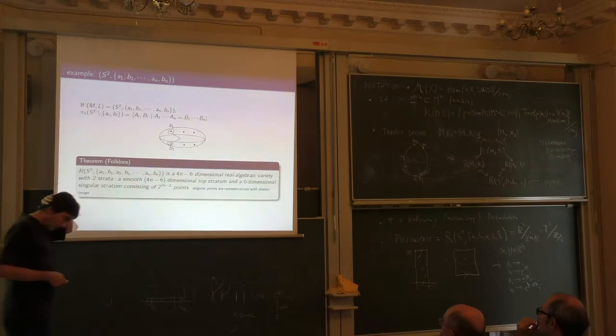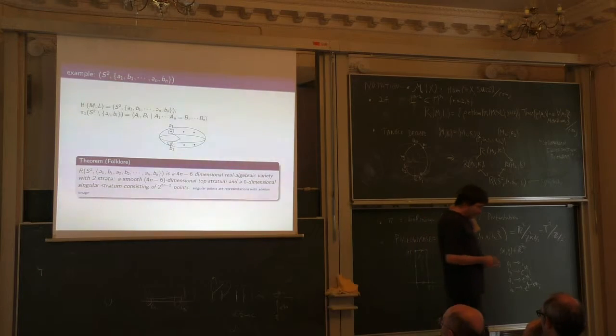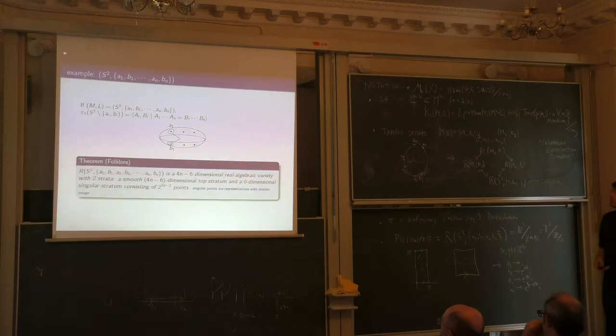Okay, let's look at one family of examples. It's the kind of example that we've already seen in this conference. So the manifold in question will be a two-sphere. The codimension two manifold will be a collection of two endpoints, which I'll label those points A1, B1 through AN, BN. And then maybe the loop that goes around A1, I'll call it capital A1. The loop that goes around B1, I'll call it capital B1.